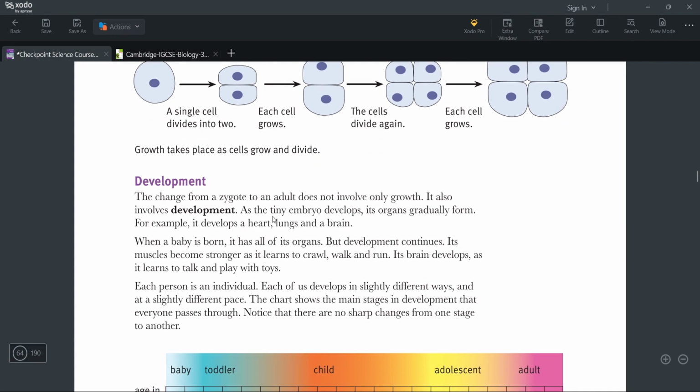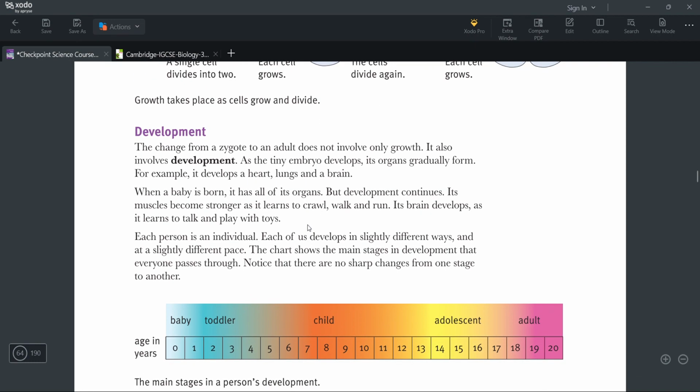Development. The change from a zygote to an adult does not involve only growth, but it also involves development. As a tiny embryo develops, its organs gradually form. For example, it develops a heart, lungs, and a brain. When a baby is born, it has all of its organs, but development continues. Its muscles become stronger as it learns to crawl, walk, and then run. As its brain develops, it learns to talk and play with toys.